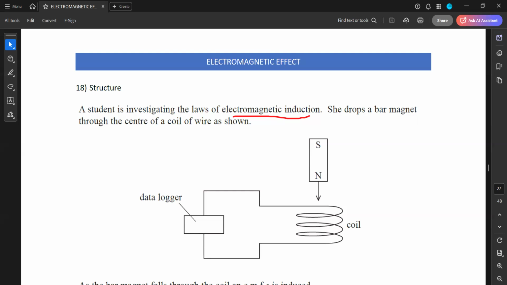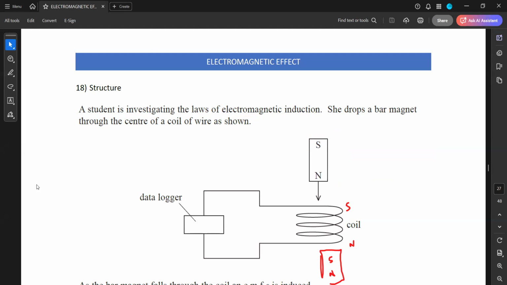So when this bar magnet is dropped through the coil, there will be a change in the magnetic field and it will induce EMF. When the bar magnet is moving towards the coil, according to Lenz's law, the induced EMF always opposes the change. So this side will be north and this side will be south. But when the bar magnet is moving away, the opposite pole will be induced. Because the magnetic field is decreasing, it will try to increase, so the direction of the induced EMF will change.